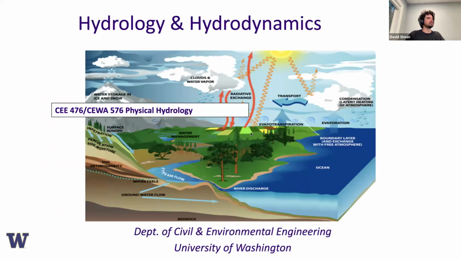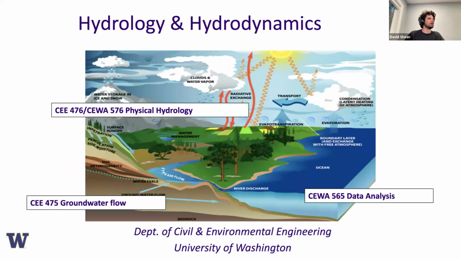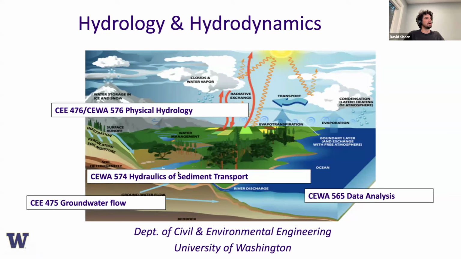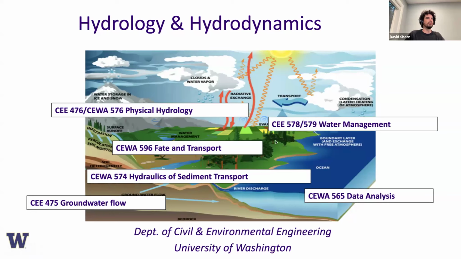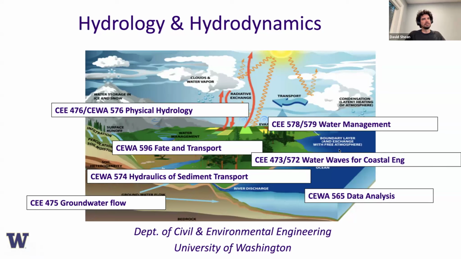So, just in a nutshell, what does this look like? Physical hydrology, you're up here thinking about the water cycle. Data analysis, I guess, is out in the ocean. Groundwater flow is over here, thinking about aquifers and how water moves through the subsurface. Hydraulics of sediment transport, surface level sediment transport within river systems. Fate and transport, thinking about the chemistry. And then water management, big picture, how do we manage all these resources for the various water applications in an increasingly thirsty world. And then finally, some of these dynamics courses thinking about waves and coastal engineering.